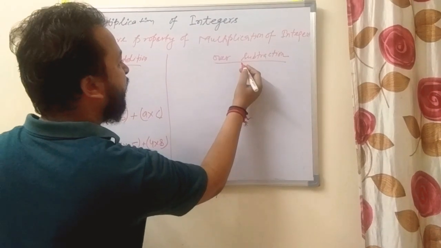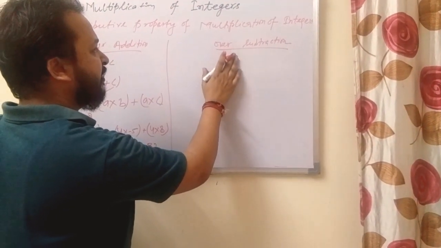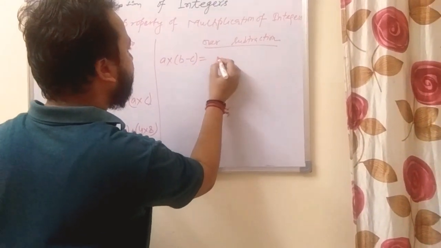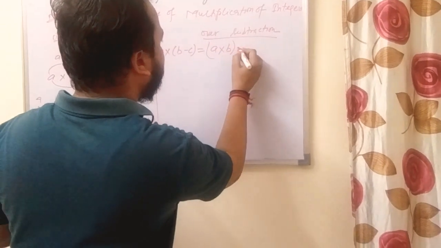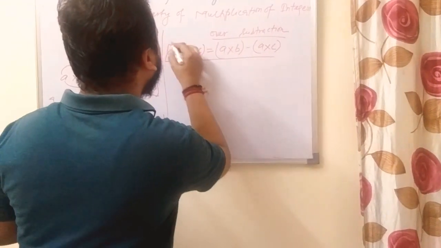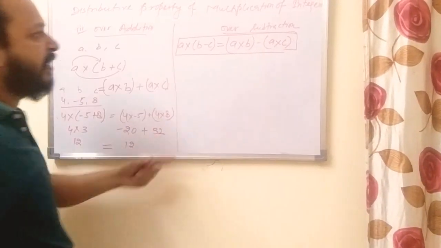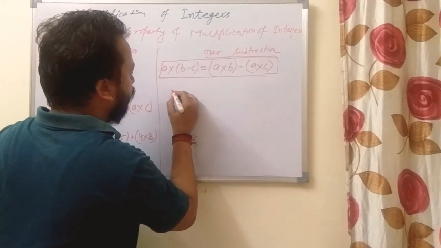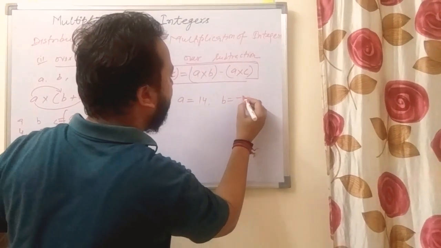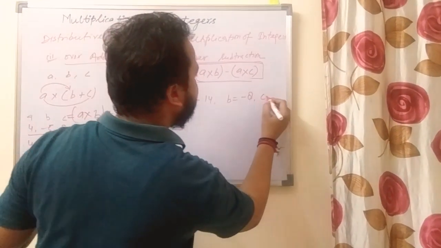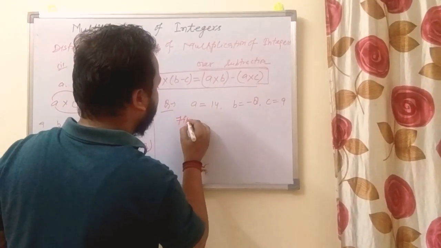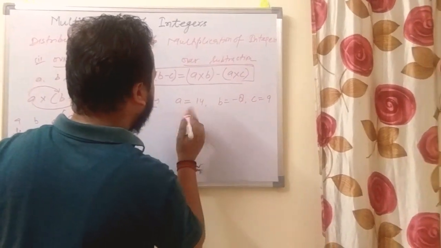Right? So I am giving you a question. You have to solve it by using this property. This property says that a multiplied by b minus c equals a multiplied by b minus a multiplied by c. So you have to solve this distributive property over subtraction. So the question is, if a is equal to 14, b is equal to minus 8 and c is equal to 9, verify the property.